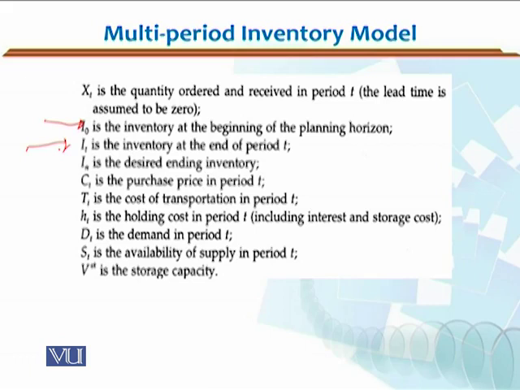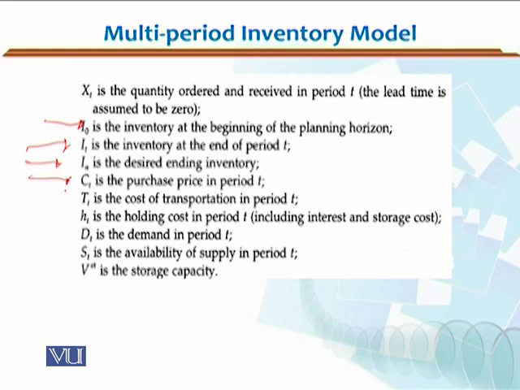Then we have I_N, the desired ending inventory. You would like to have some inventory with you. That desired inventory would be I_N. Then C_T is the purchase price in period T. Here we can assume that our cost price would be different in every season or every period. So it would be represented by C_T.